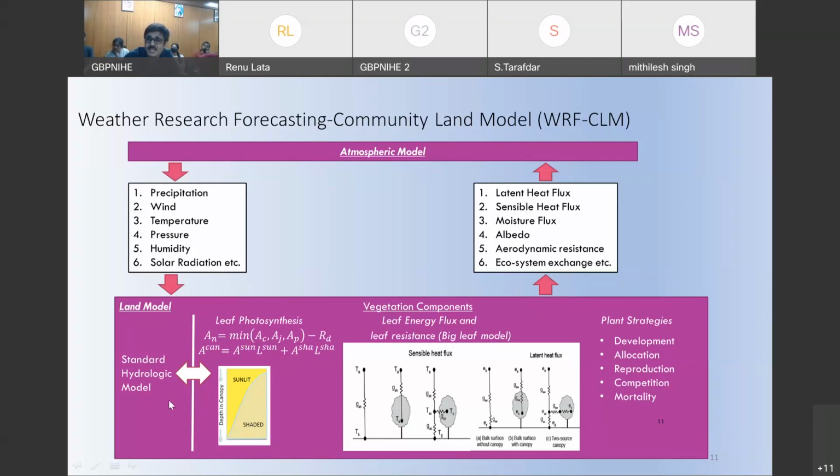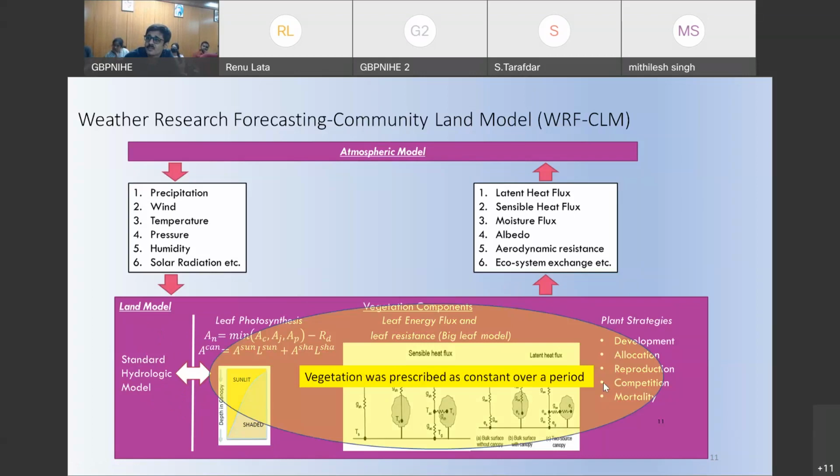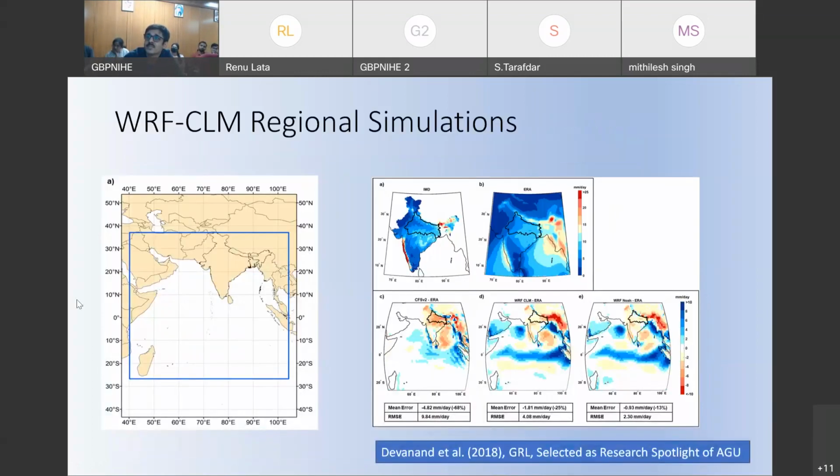Now the land model has a standard hydrologic model, and it also has a strong vegetation component. But for that study, we considered vegetation prescribed to be constant for the entire period, and we tried to understand what exactly is happening. Now this is the region, and over the Gangetic Basin, we collected as much information as possible, and she represented it very nicely.